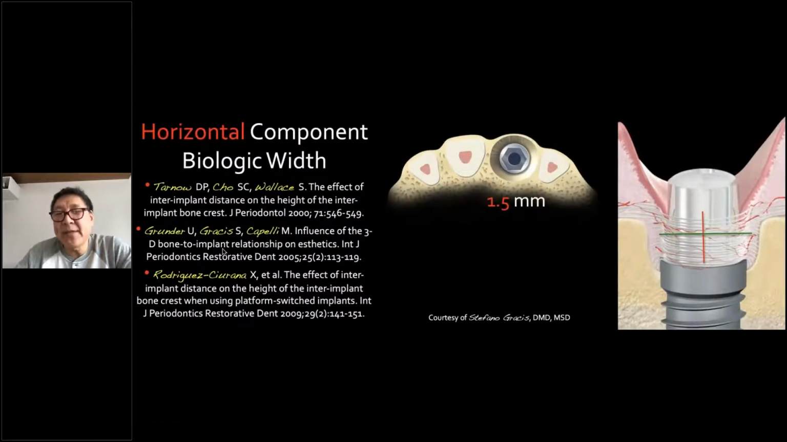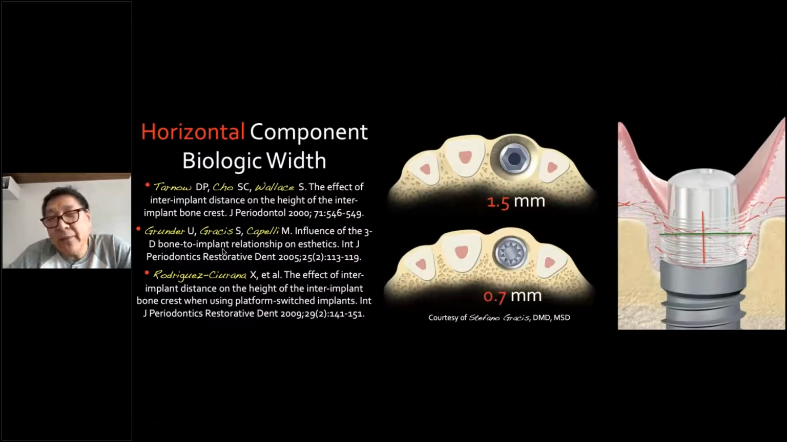And hence, Stefano has said, well, why you would then need so much of this distance around the implant, interproximal and buccal, of at least 2 millimeters, is because if you're using a non-platform switched implant, Dennis and Seng-Chun Cho and Steve Wallace showed this, you need about 1.5 millimeters minimum all the way around that implant because of the horizontal component of biologic width. And that's, again, why Stefano and Uli said you need at least 2 millimeters all the way around the implant. And I would agree with that.